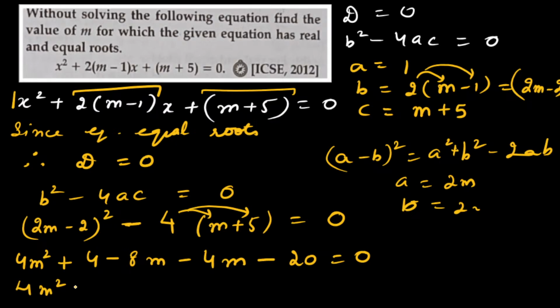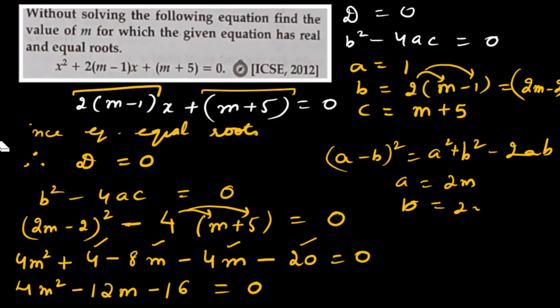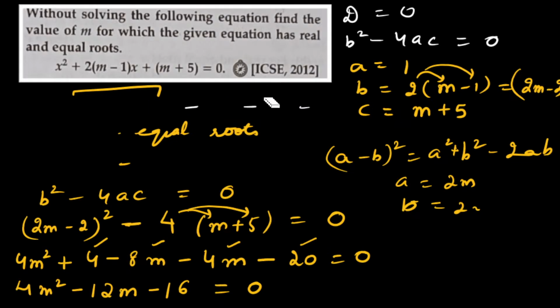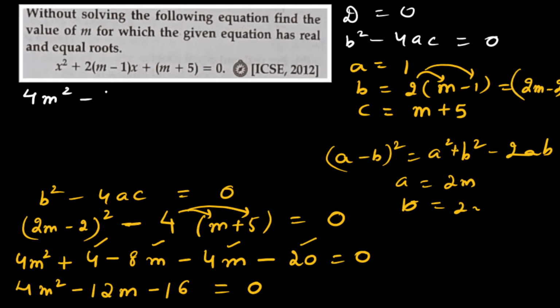So 4m square, like terms minus 8m and minus 4m. These are like terms. So minus 8 minus 4 is minus 12, minus 12m. And plus 4 and minus 20, these are like terms. So plus 4 minus 20 is minus 16. So again we are getting a quadratic equation, where the variable is m. So what's the equation? We are getting here 4m square minus 12m minus 16 is equal to 0.